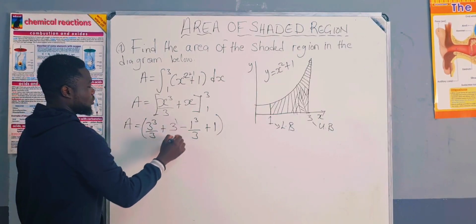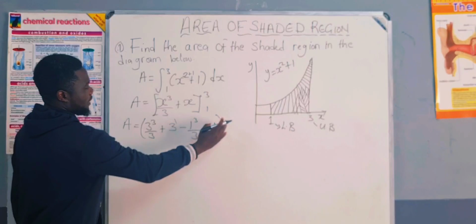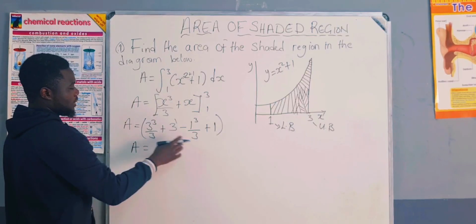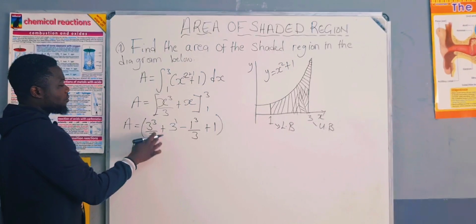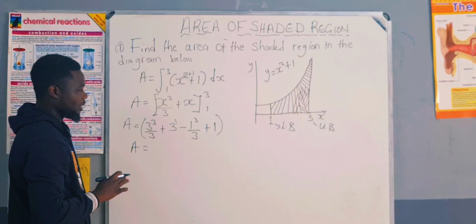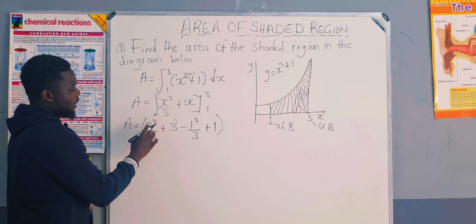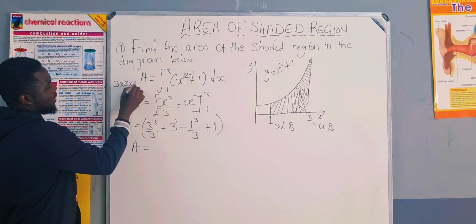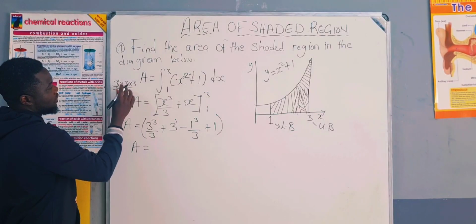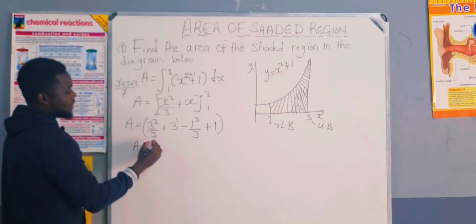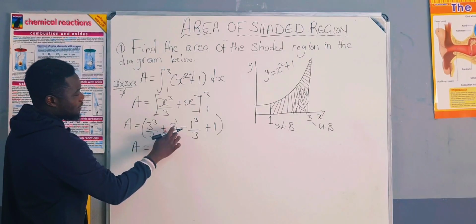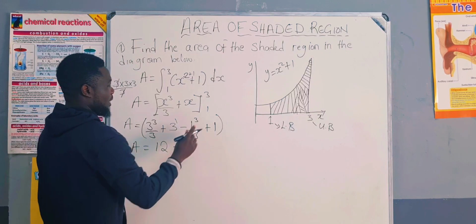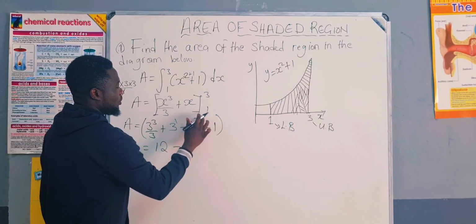Therefore, now we can simplify this. We start by simplifying this side and then the other side. We have some fractions. I'm not going to waste time, because 3 to the power 3 over 3 just means 3 times 3 times 3 over 3. If this cancels, I remain with 3 times 3, which is 9. Then 9 plus 3 gives 12, then minus 1 cubed over 3, and 1 cubed is just 1.